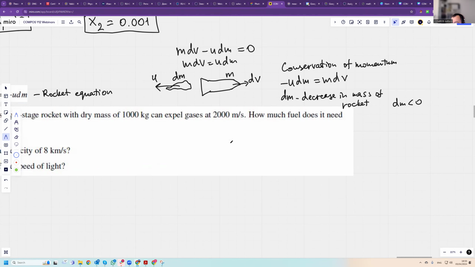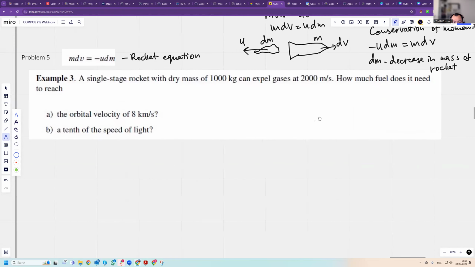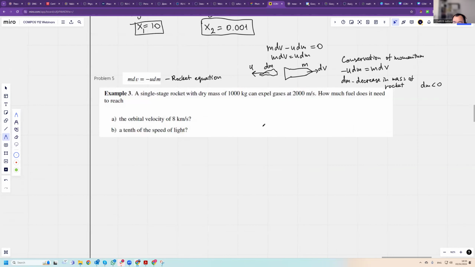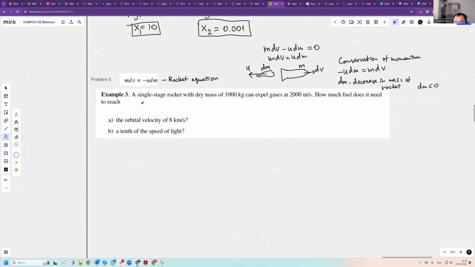That's not that important. What's important is that we have an equation, a differential equation of a rocket. It's incredibly simple if you think about it. And Tsiolkovsky solved this equation and came up with the Tsiolkovsky rocket equation.